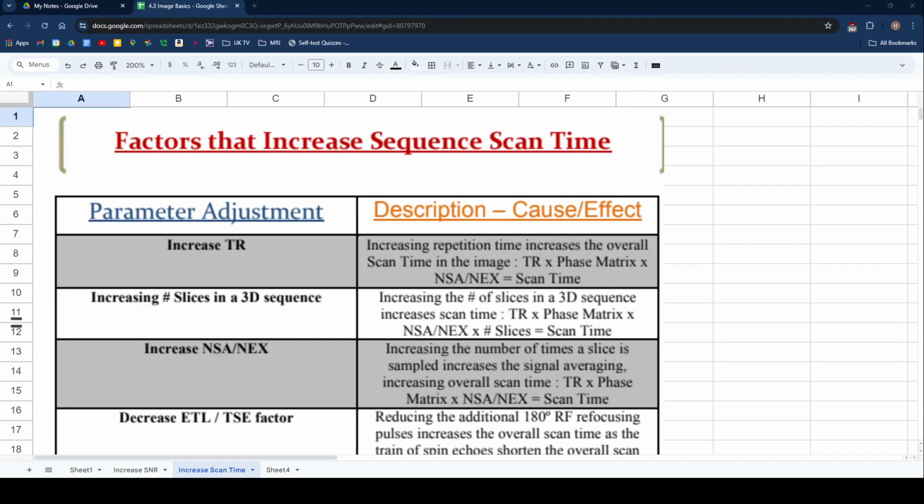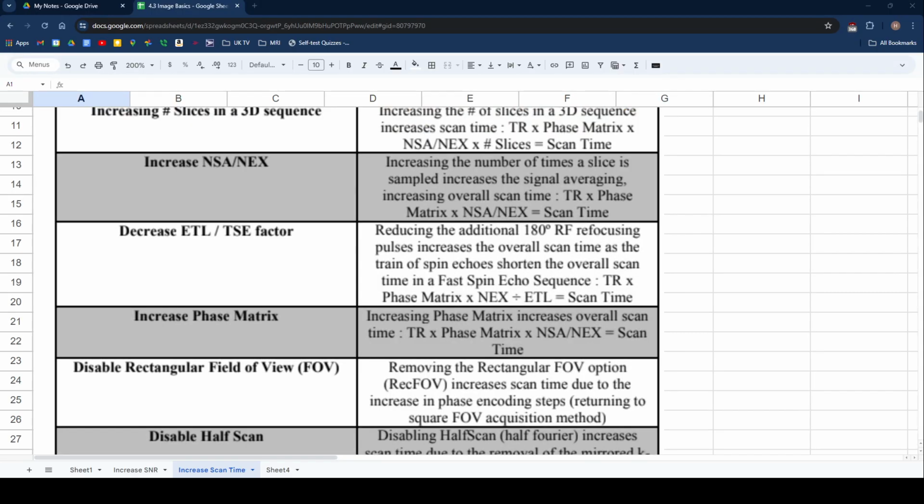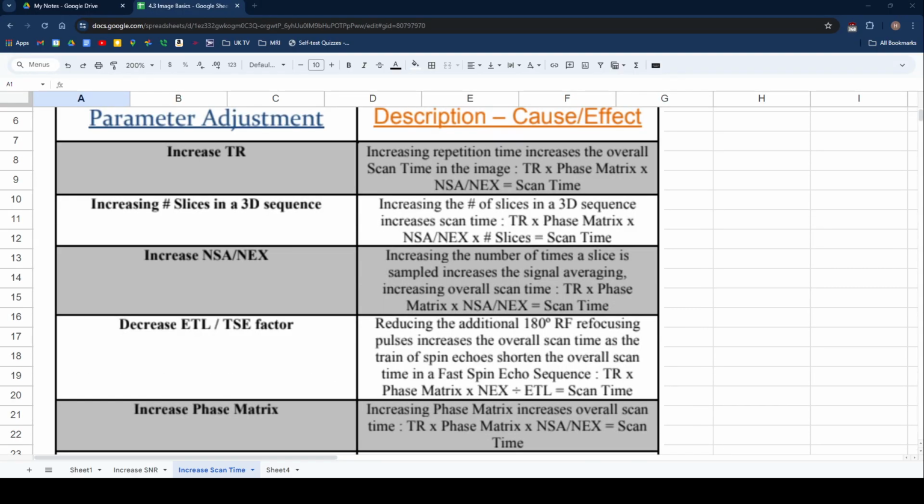Next are the factors that increase scan time. So increasing your TR, from the equation, scan time is TR times phase times NEX. Increasing the number of slices, again, TR times phase times NEX is scan time. And increasing your NEX, TR times phase times NEX.